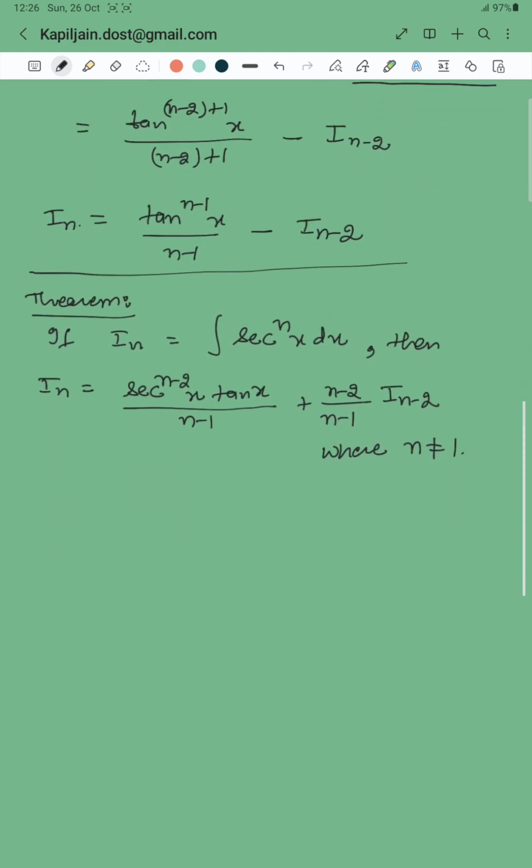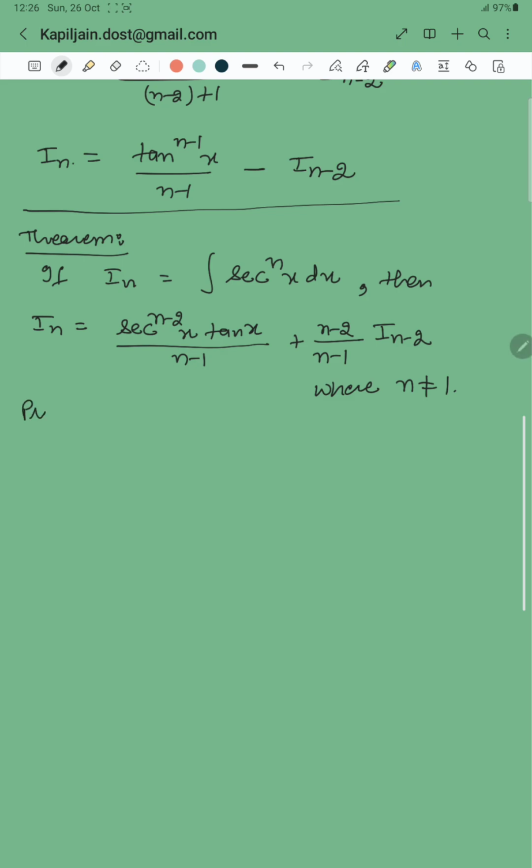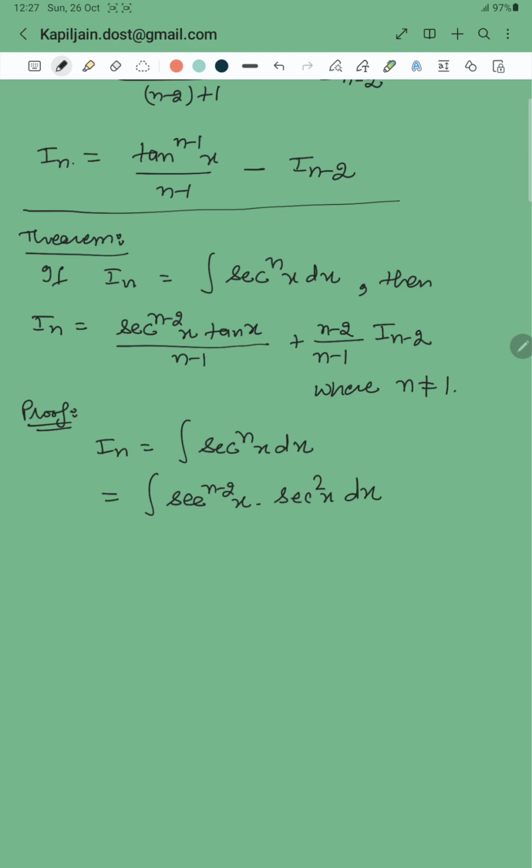So we start the proof. First we write In, which is equal to integral secant raised to power n x dx. Now it can be written as integral secant raised to power n minus 2 x into secant square x dx. Now we further solve this integration by parts, in which we can consider this as first function and this as second function.